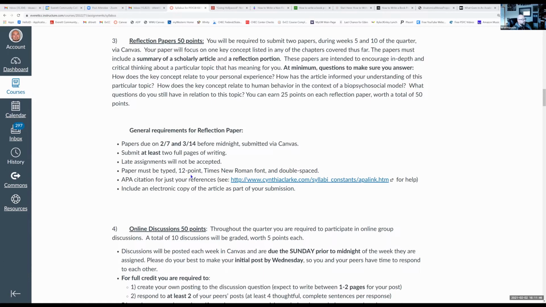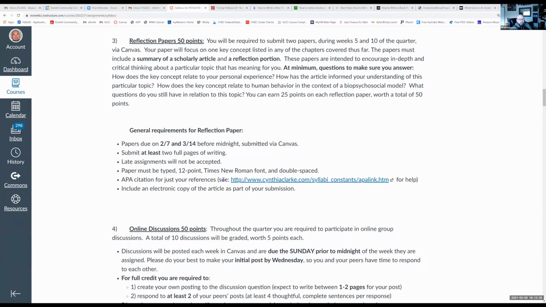The paper must be typed, 12-point font, Times New Roman. That's what I put just to make sure that you have an idea of what 2 pages looks like. I know that some of the fonts can change the paper size, so that's why I put it that way. If you know that it's in Times New Roman, yeah, but you like Calibri or some other one better, totally fine. You can use whatever font you want. This is just more to give you an idea of what 2 full pages looks like. And then double spaced.